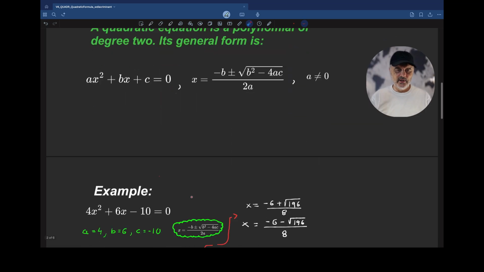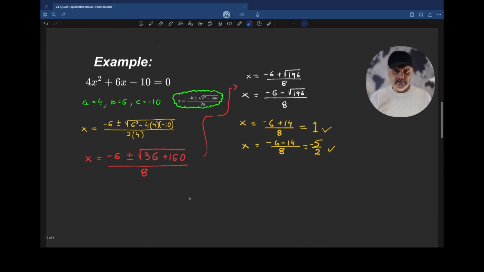All right, so first example. On this screen, you'll see an example that we already solved by completing the square and by factoring. This is the perfect example to show that we can use the quadratic formula to solve that equation as well.